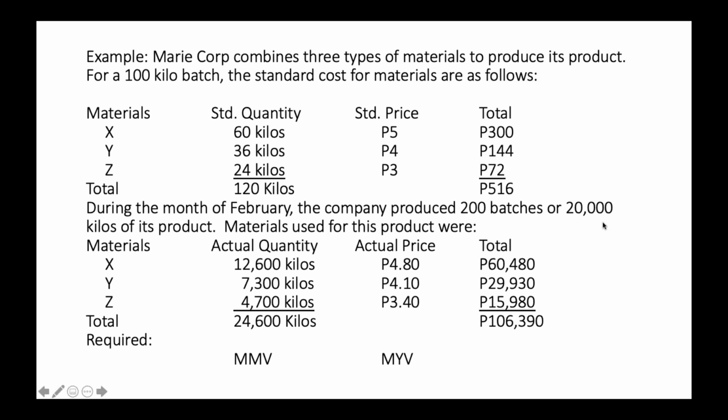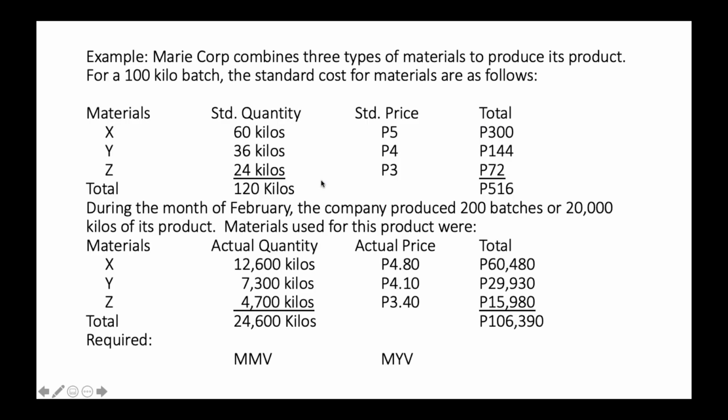Okay, we have 200 batches. For every batch, we will produce 100 kilo per batch. So if it is per batch 100 kilo and this is 200 batches, we simply multiply 100 kilo times 200 batches. That's 20,000 kilos of its product.